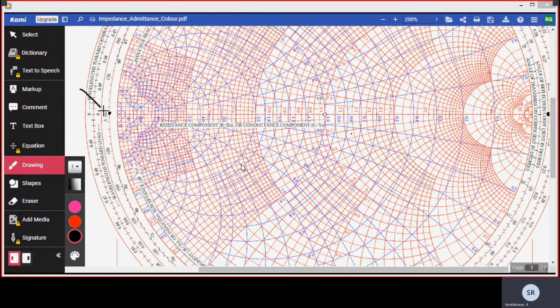In this tutorial, we are going to mark some important parameters in the Smith chart. The parameter which I am marking here is the reflection coefficient.